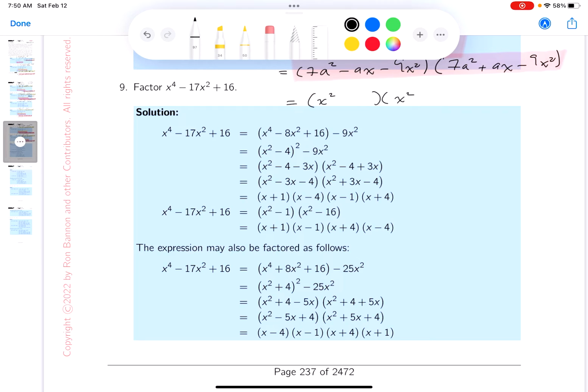x squared minus 16, x squared minus 1. Let me just check that out. What do you get? x to the fourth, minus 16, minus 1 is minus 17x squared, and you get plus 16. And even further than that, what you get is these are factorable. They're difference of perfect squares, and I'm seeing them all over the place now.